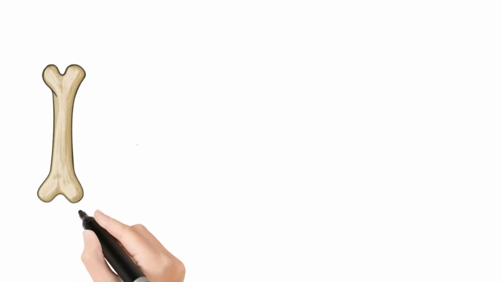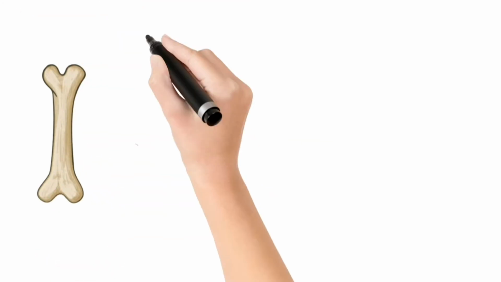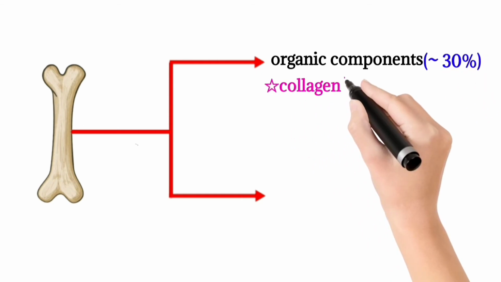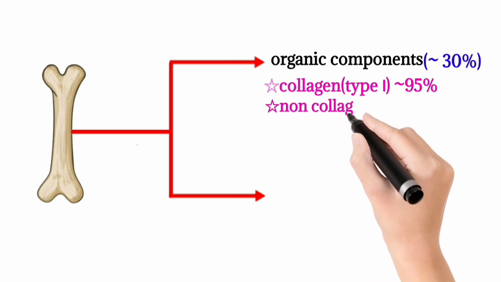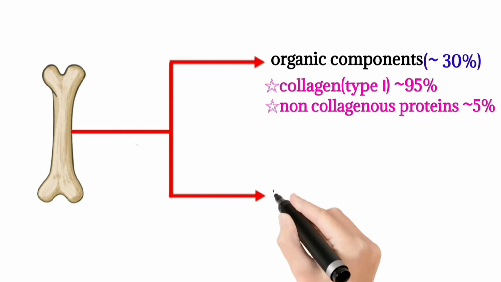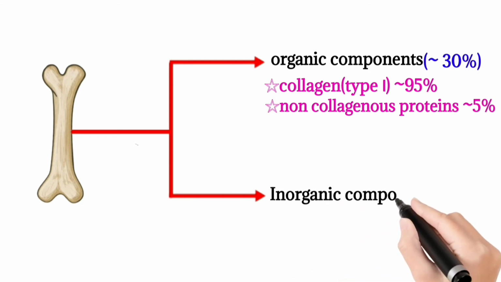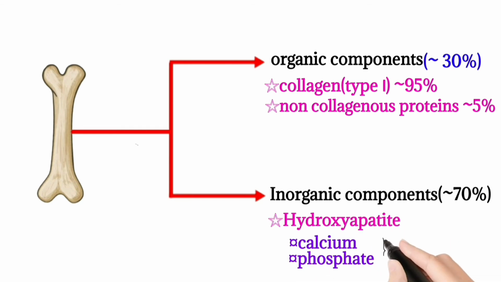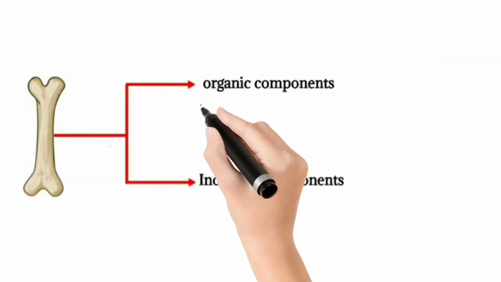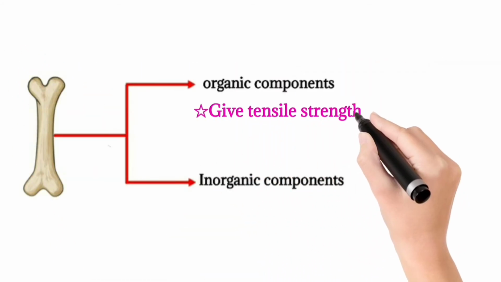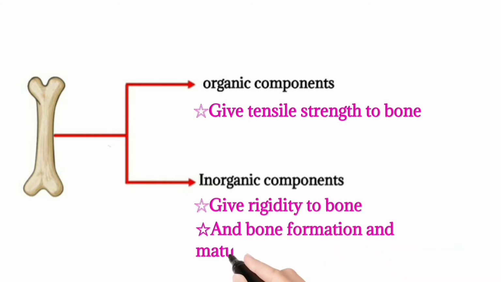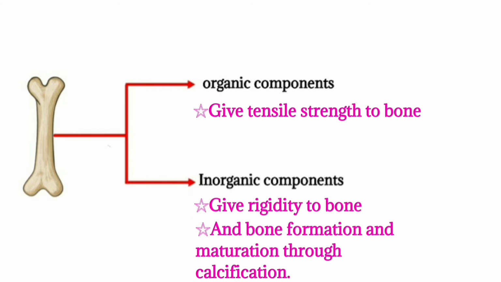Bone organic and inorganic components. Organic components make up 30%: collagen type 1 is 95%, non-collagenous protein is 5%. Inorganic components make up 70%: hydroxyapatite, which includes calcium and phosphate, is 95%. Organic component gives strength to bone. Inorganic component gives rigidity to bone and bone formation and maturation through calcification.